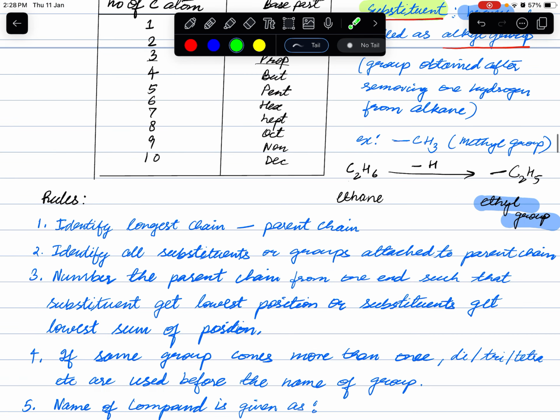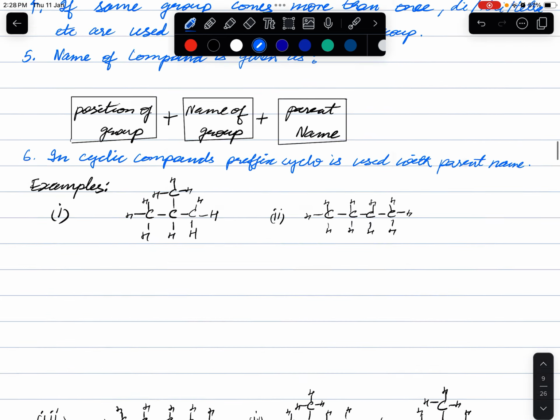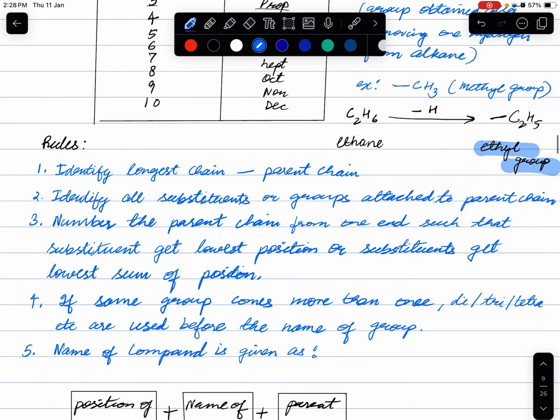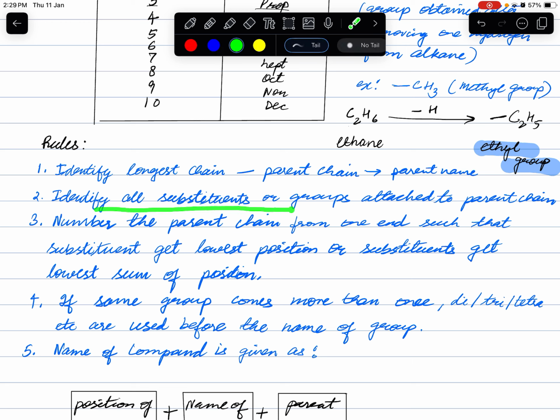Sorry, after identifying the longest chain, which is the parent chain, we give what? The parent name to the compound. Next, we have to identify all substituents. If any branch is there or any group is attached, then we have to find out what that group or branch on the parent chain is.